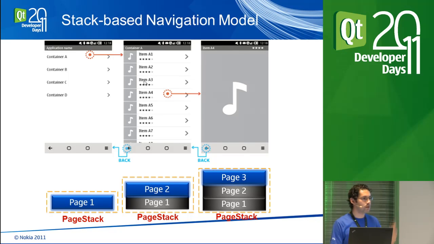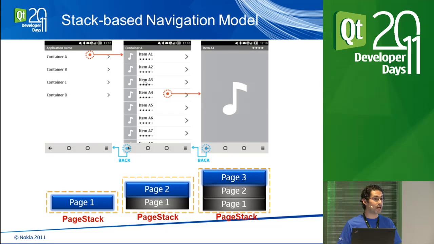One of them is, as you can see here, what we call stack-based navigation, or drill-down navigation, and it's when we have a hierarchy of pages. When we select one page, we start going deeper and deeper in the hierarchy. For this, we use two components: the page stack, which is the general container of the pages, and of course, the pages.